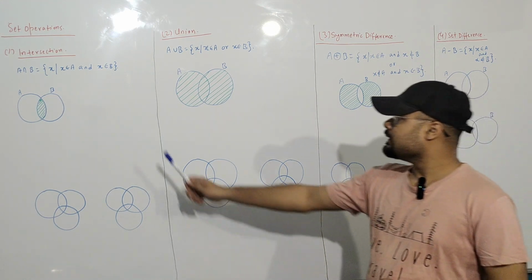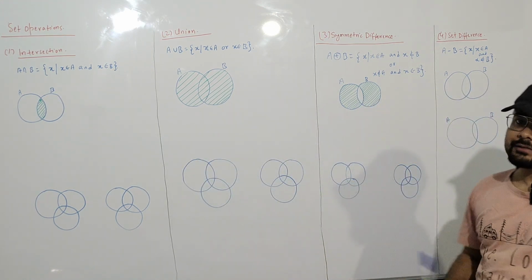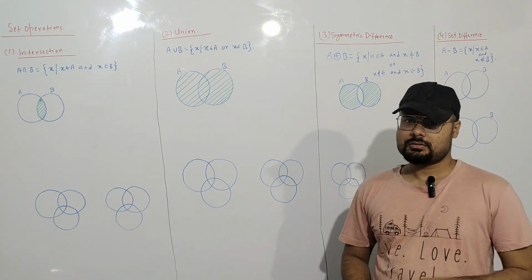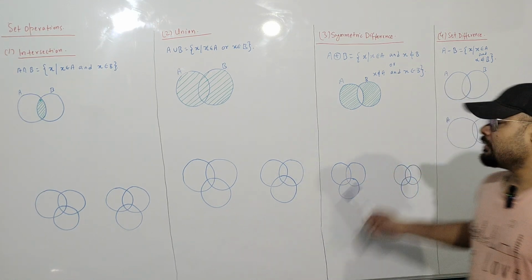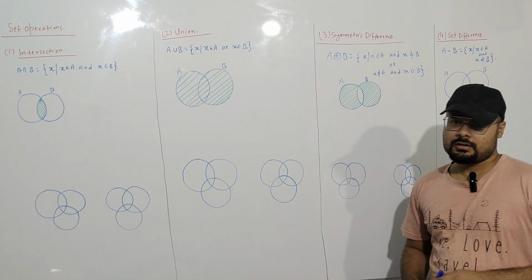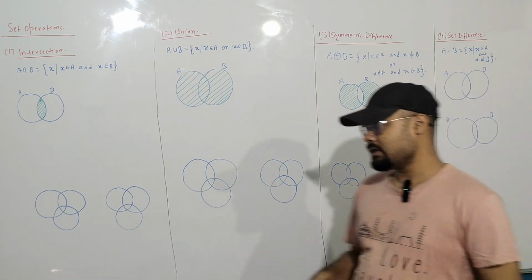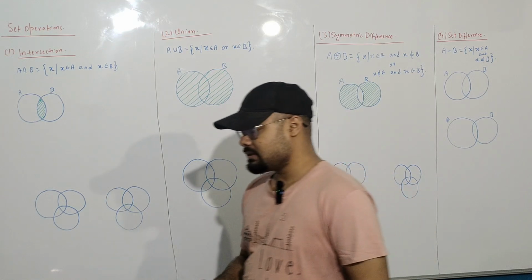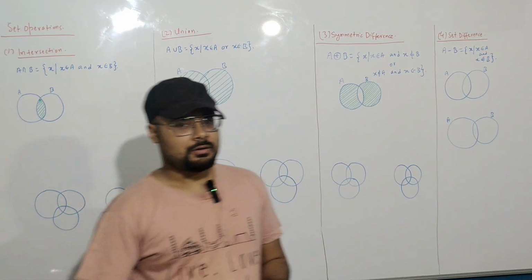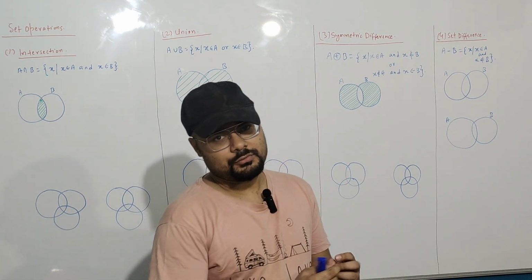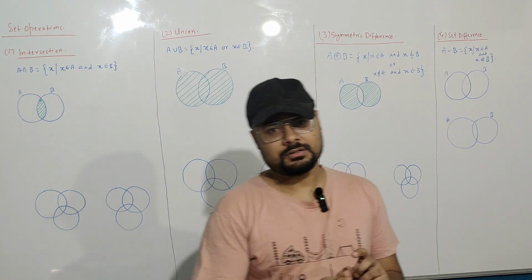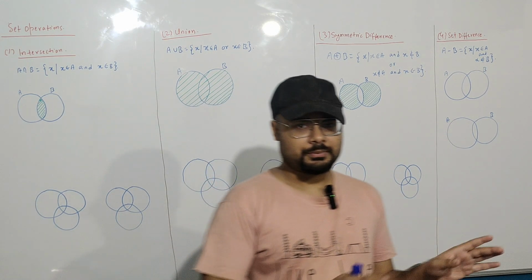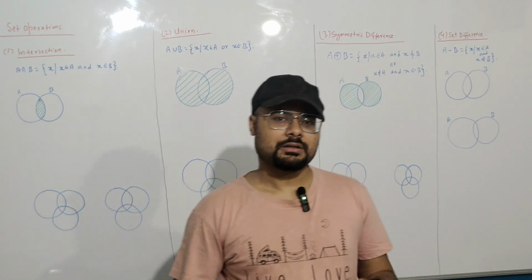Similarly, intersection, union, and symmetric difference, they obey associative laws, but set difference does not. So we will look into what are these laws first. What is a commutative law? Commutative law is basically if you exchange or switch the operands, the left operand to be the right operand and the right operand to be the left operand, even then the result is the same given the operation.